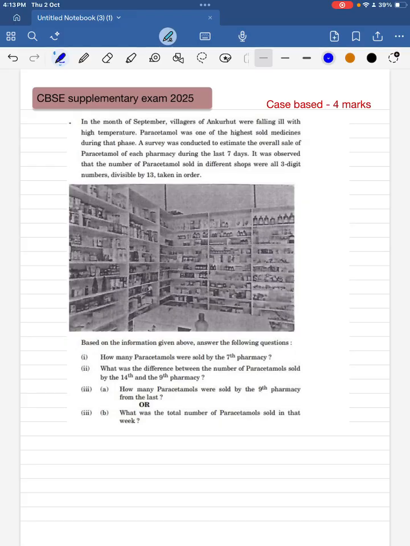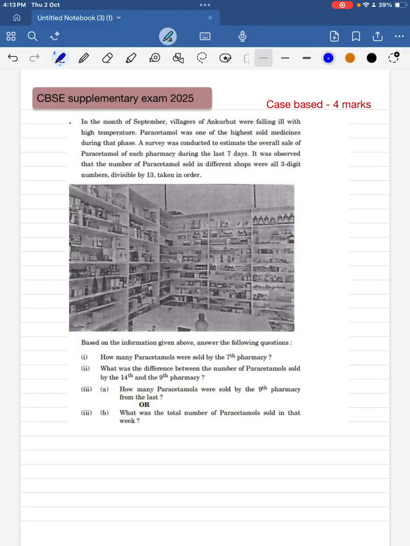In the month of September, villagers of Ankurhut were falling ill with high temperatures. Paracetamol was one of the highest sold medicines during that phase. A survey was conducted to estimate the overall sale of paracetamol of each pharmacy during the last 7 days. It was observed that the number of paracetamol sold in different shops were all 3-digit numbers divisible by 13, taken in order. Based on the information given above, answer the following questions. The first one is, how many paracetamols were sold by the 7th pharmacy?